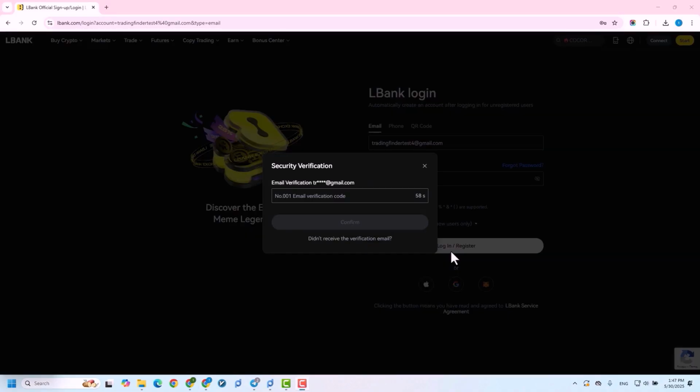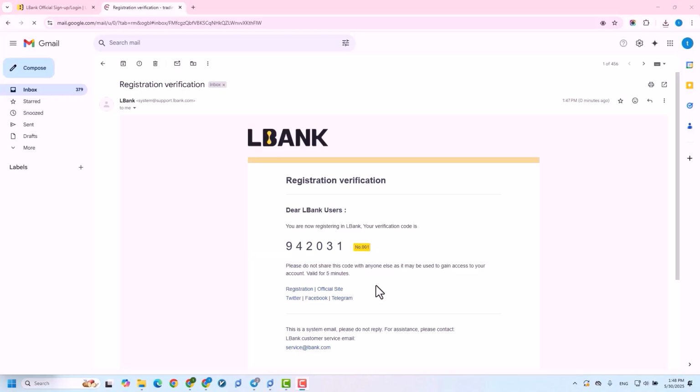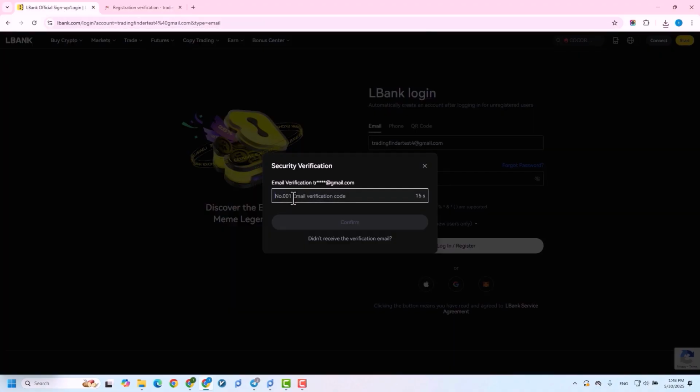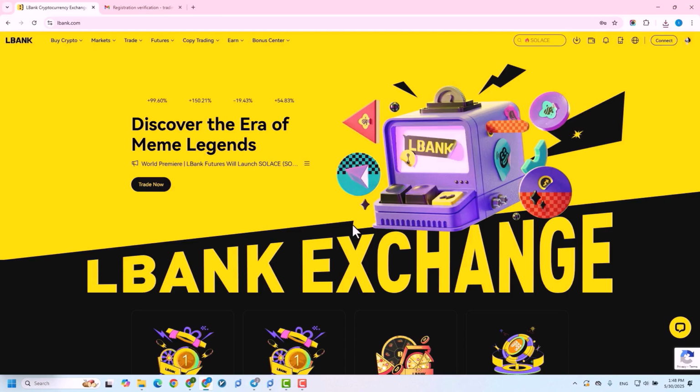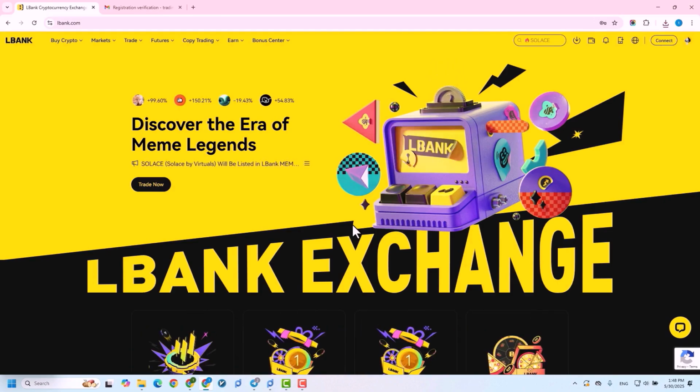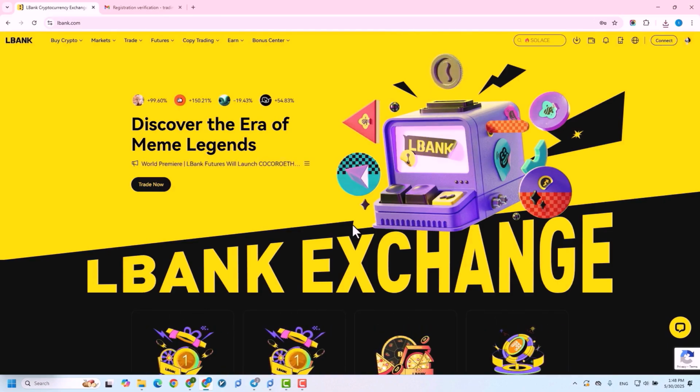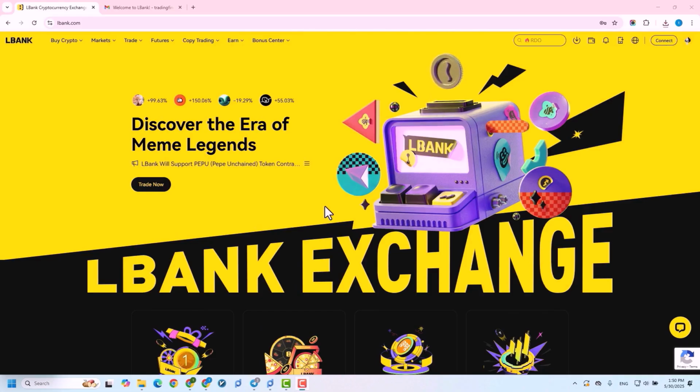At this stage, a code for email verification is sent to our registered email address. Open the inbox of the registered email address, and as you can see, we have received the email. Copy the code from this section and paste it here, then click on the confirm option. Your account has been successfully created on the LBank Exchange, and you are now on the main dashboard of the LBank Exchange.